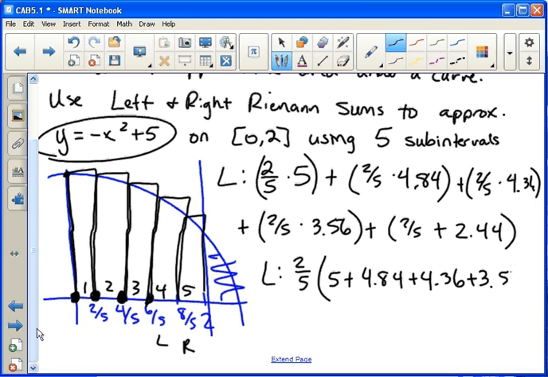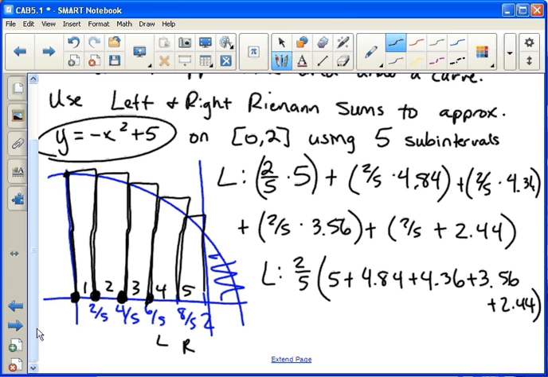And when I plug all those in, let's see what I get. 2/5 times 5 plus 4.84 plus 4.36 plus 3.56 plus 2.44. We get 8.08. So my left Riemann sum is 8.08.